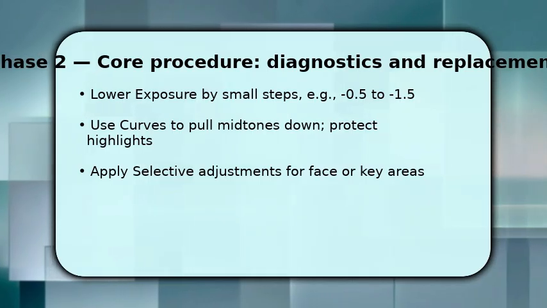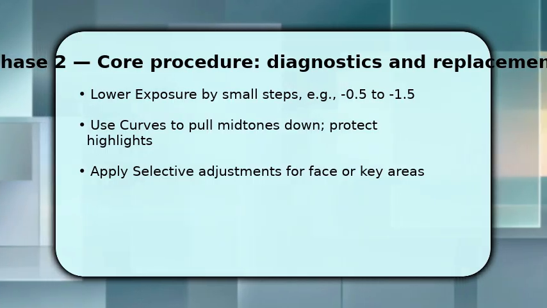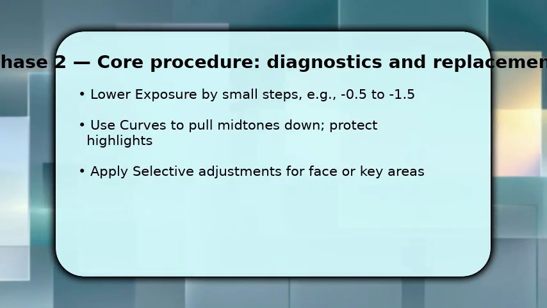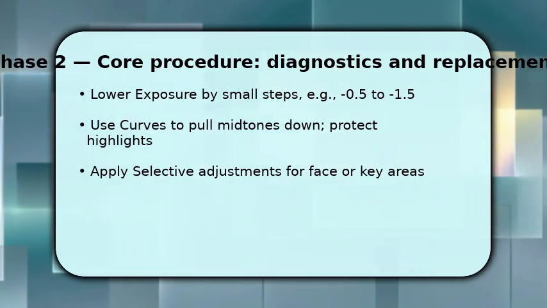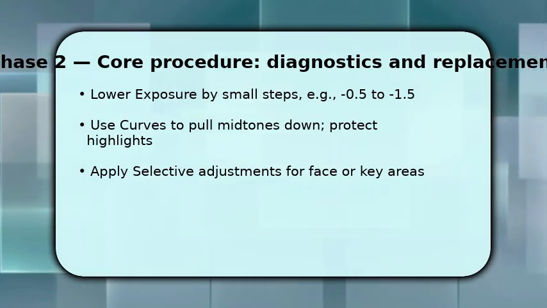Next, open curves and gently pull the midtone region downward. This targets perceived brightness while keeping highlights intact. Once done, use selective or brush tools to darken specific areas like background or edges. This avoids making skin or important highlights too dull. Make sure to zoom in.